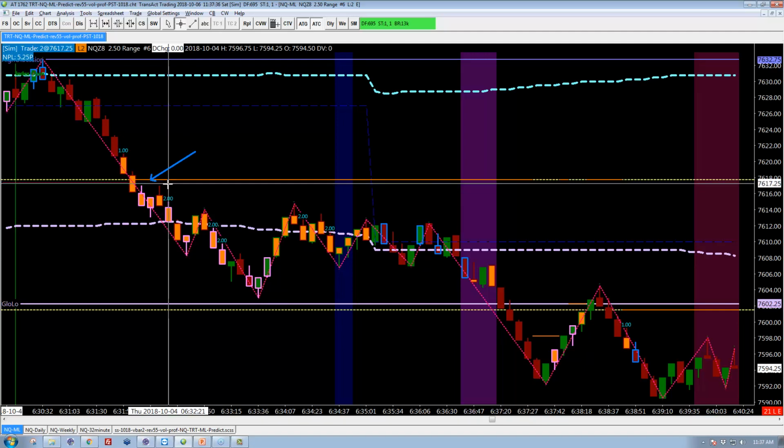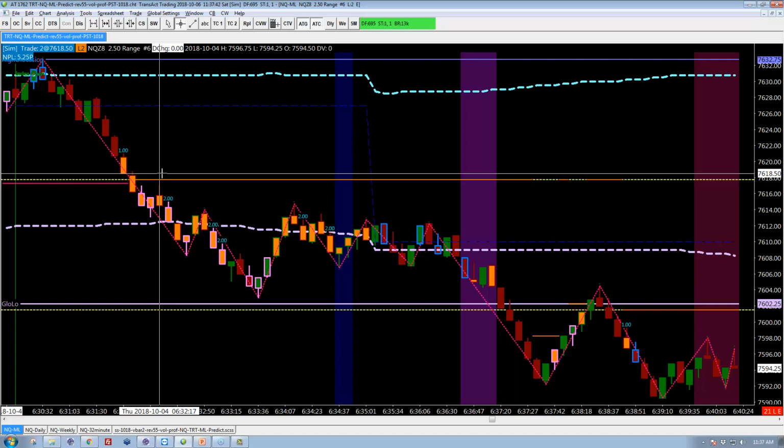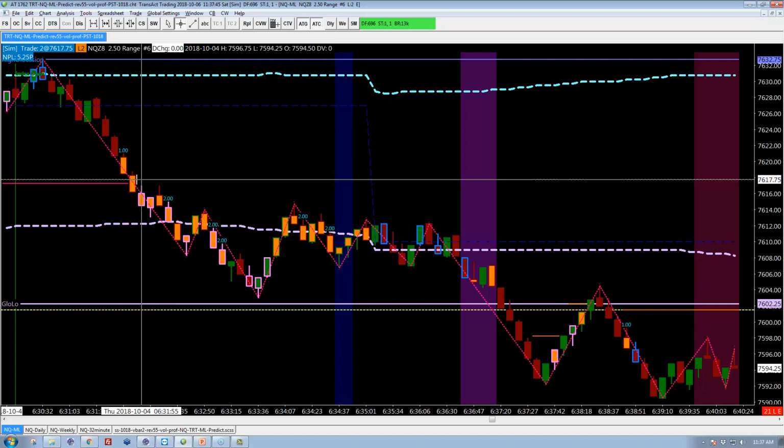76.1775, and it was 76.1725. We know that's an important location, and it's important because price does not like to stay there. The traders don't agree that this is a good place to do business, and so we don't stay there. We either go through it or we bounce off of it.